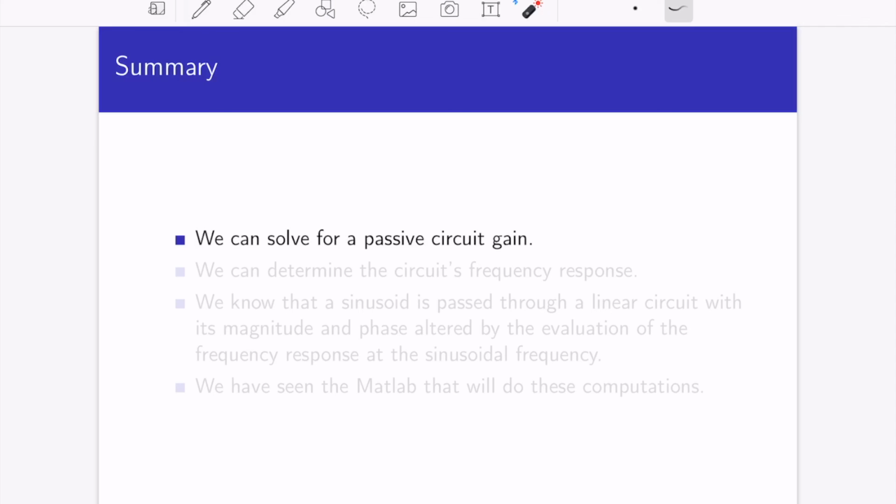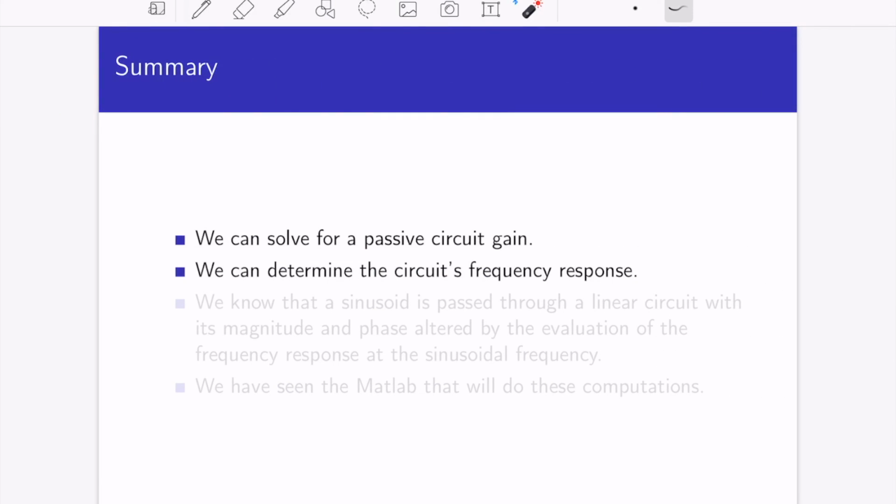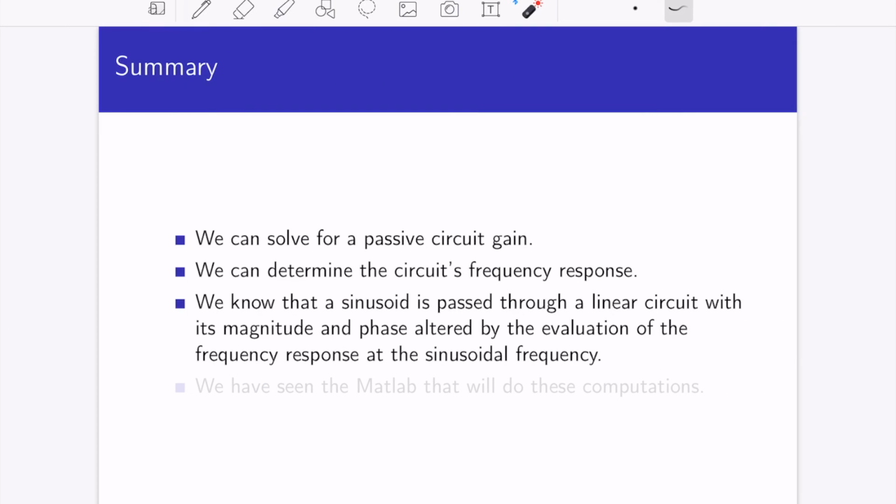So we've done several things in this group of recordings. We've looked at how to solve for a passive circuit gain. Remember, passive circuits contain resistors, inductors, and capacitors. We can figure out how to determine the circuit's frequency response. We know that if a sinusoid is the input to a particular linear circuit, its magnitude and phase will be altered by the evaluation of the frequency response at that particular sinusoidal frequency. So the frequency response of the circuit determines what the output is going to be.